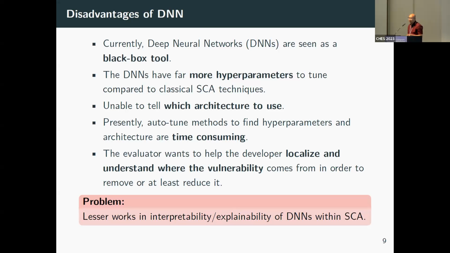So the disadvantage of DNN is that it is actually a black box tool, and we have far too many hyperparameters to tune compared to classical side channel analysis techniques. So we do not actually know which architecture to use, although currently there are a lot of auto-tune methods to find these hyperparameters, but mostly are time-consuming.